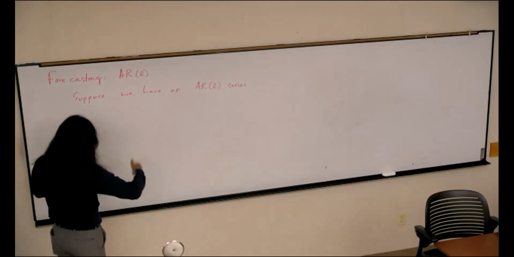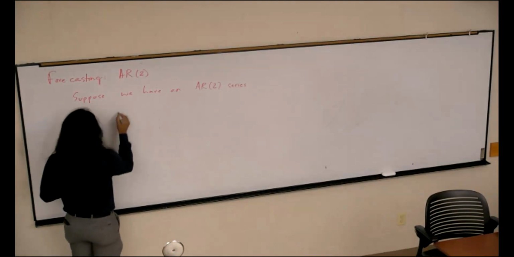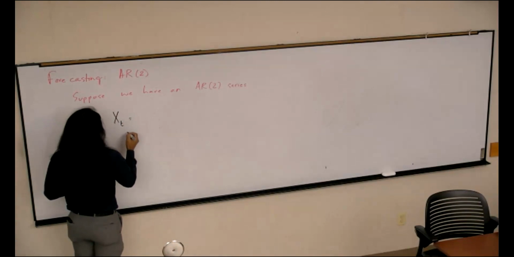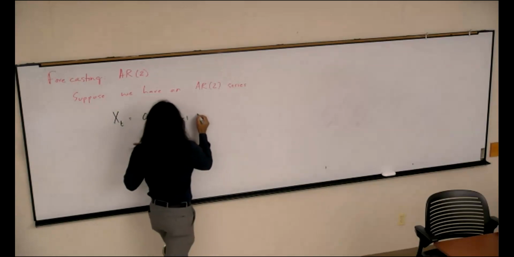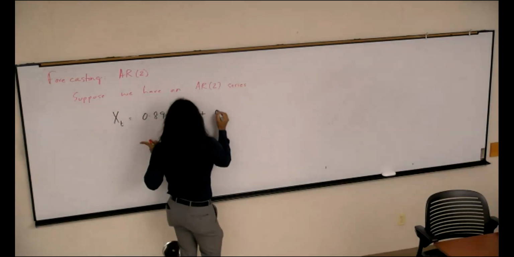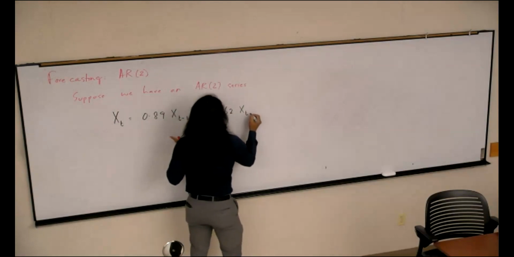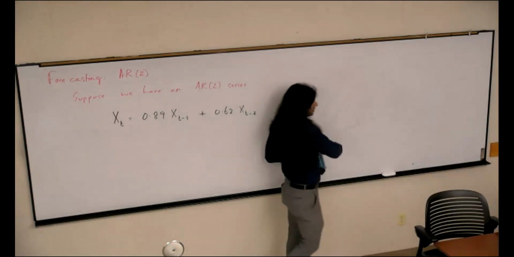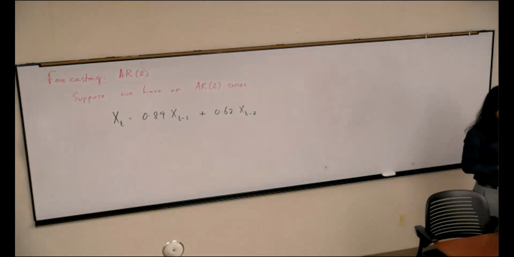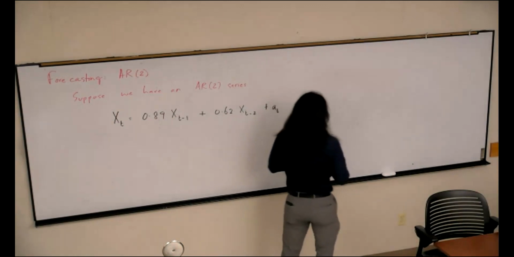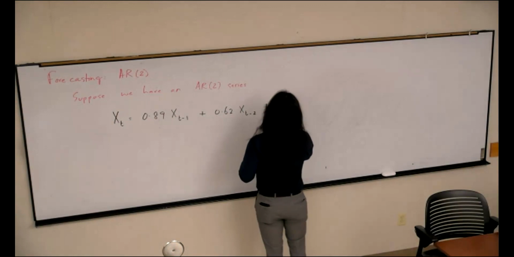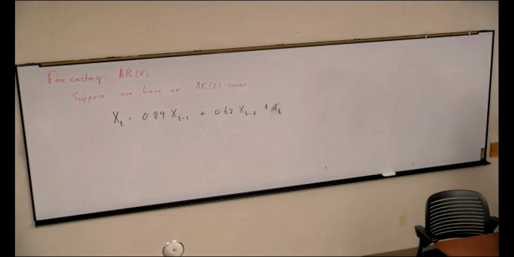So let's say you observed a series, you identified it to be AR2, and you ended up getting fits. And I'm not going to put that error part, or perhaps I'll do it for now. I'll use epsilon. The error is nothing but the noise.